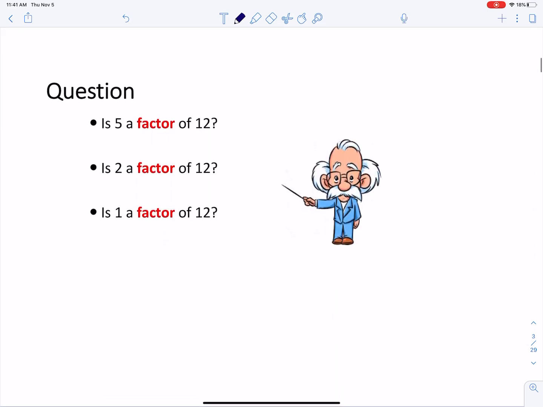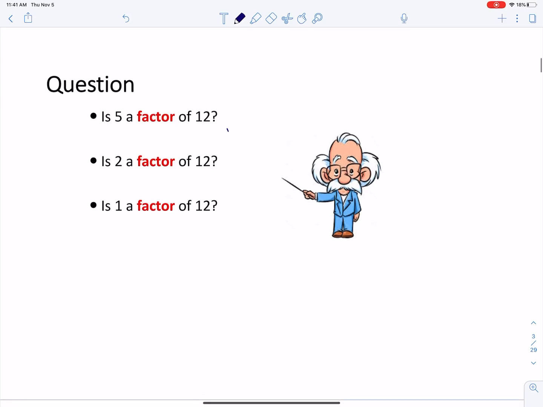First, we're just going to talk a little bit about factors, and hopefully you're answering this in your head. Is 5 a factor of 12? No, it's not a factor of 12. Is 2 a factor of 12? Yes, it is, because 12 divided by 2 is 6. It works out nicely. And 1 is also a factor of 12, because 12 divided by 1 is 12. So all of those worked out, a reminder of what a factor is.